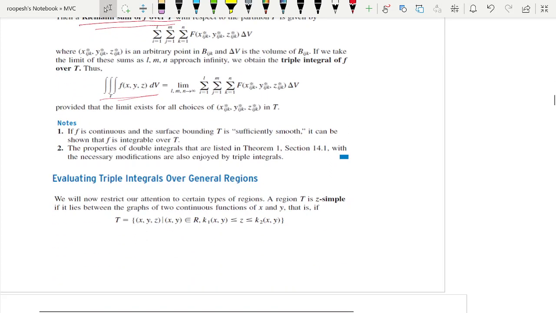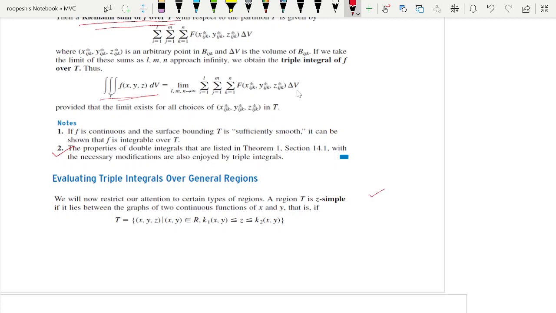Here we have to note two things. First, if f is continuous and T is sufficiently smooth, it can be shown that f is integrable over T. And second, the properties of double integrals are easily applied to the triple integral also, with suitable changes. Now, evaluating triple integrals over general regions.